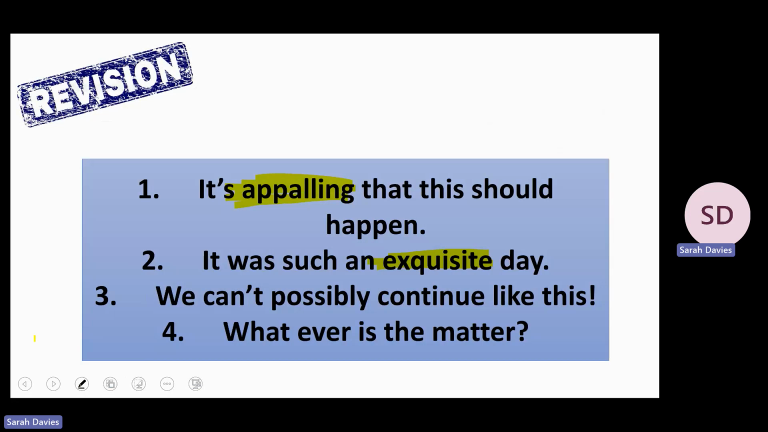What stands out from that is that word, appalling. Think about what happens if it changed and it became "it's shocking that this should happen", or "it's not good that this should happen". They all have a different level of attack on them, so to speak.